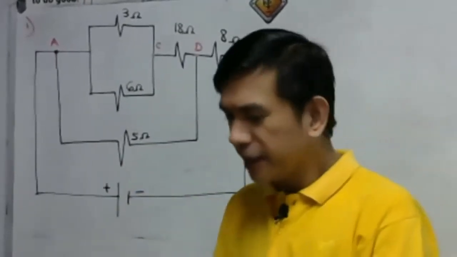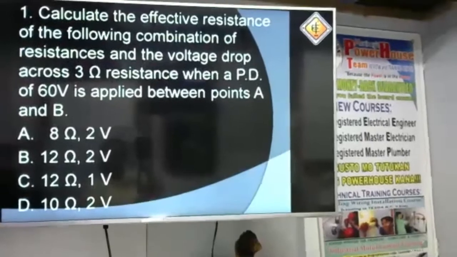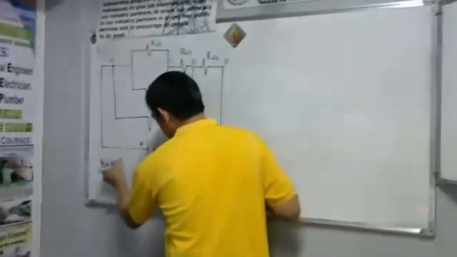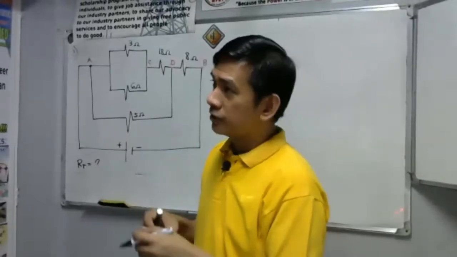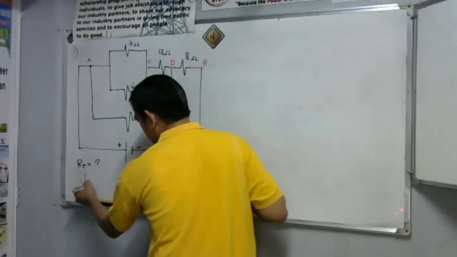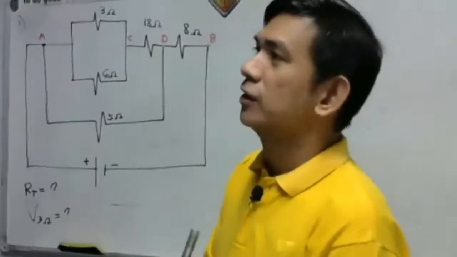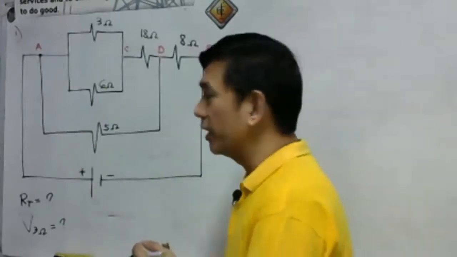Let's read again the problem. Calculate the effective resistance of the following combination. So the question is the effective resistance, R total, that is the unknown. And the voltage drop across the 3 ohm resistor. So that is the question, when a potential difference of 60 volts is applied between points A and B.